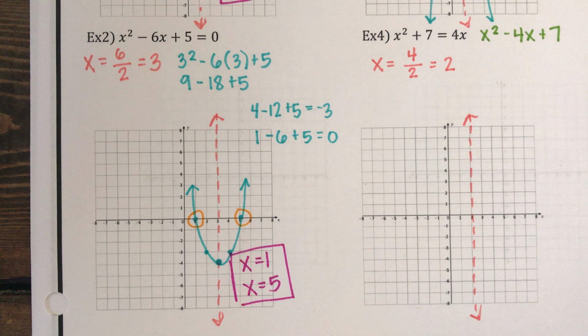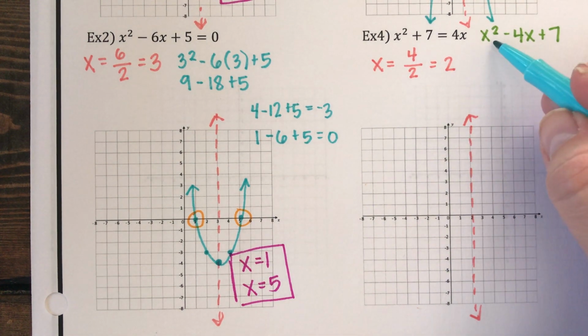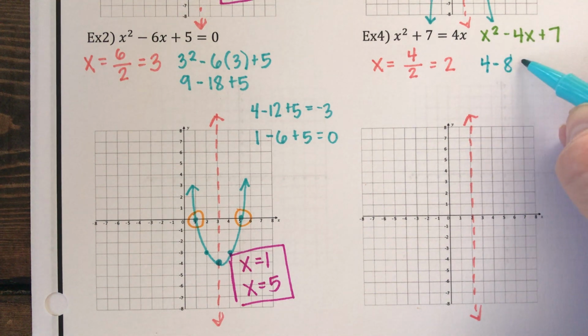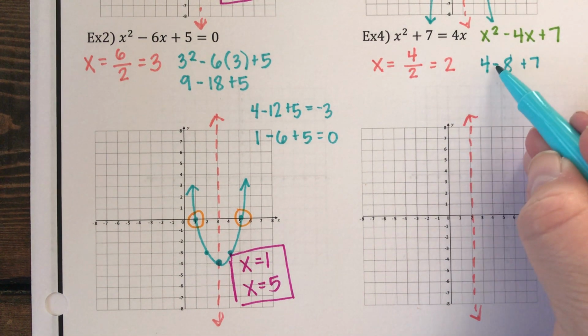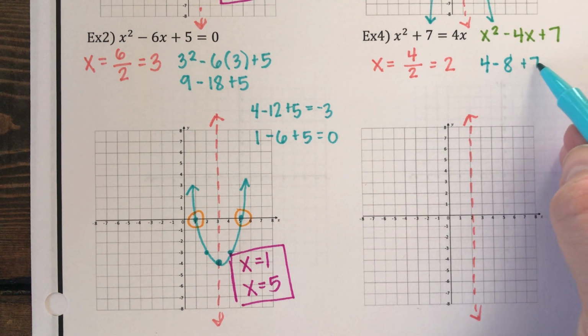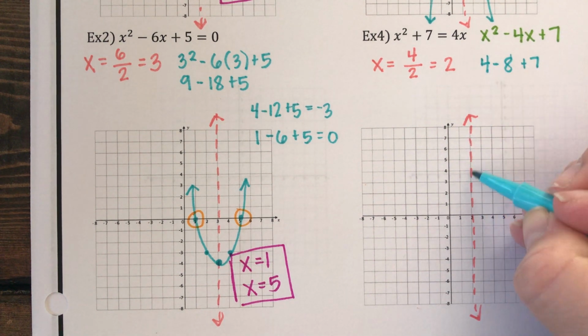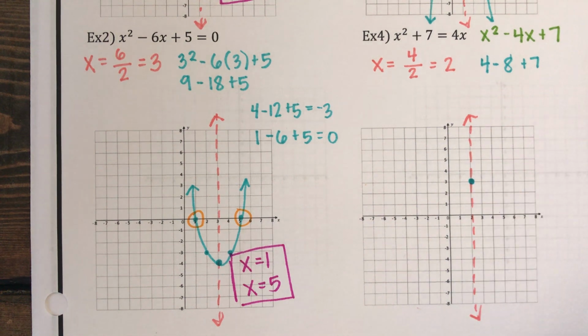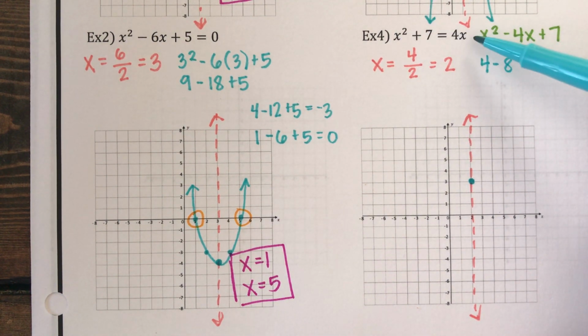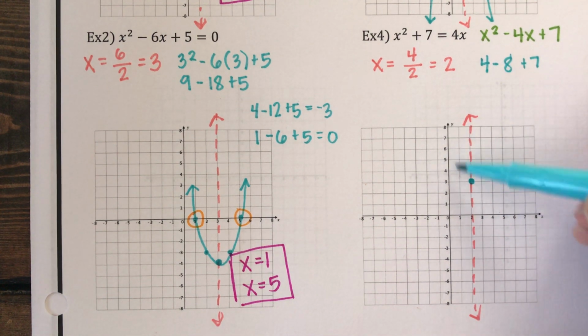And now let's find the y value. If I plug a 2 in here, 2 squared is 4, minus 4 times 2 is 8, plus 7. 4 minus 8 is negative 4. Negative 4 plus 7 is positive 3. Okay, so we're going to keep going, but let's think about if you notice it now. The a is positive, right? This is just 1x squared. So this parabola is going to be opening up.